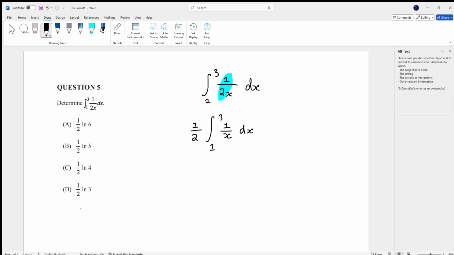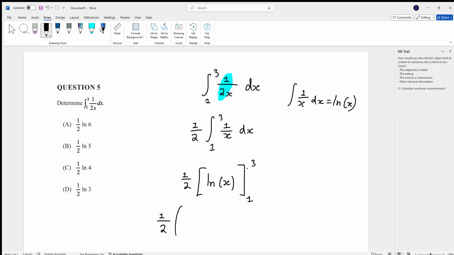So we're going to be expecting a log for our answer here. Now, we know the integral of 1 over x turns into ln of x. So in this one here, this should be no different. So it'll be a half bracket ln of x, and then you've got 1 and 3. So what we do now is just plug in the upper bound and then subtract the lower bound. So if we chuck in 3, you'll have natural log of 3. Then you go minus, then chuck in the lower bound, natural log of 1.